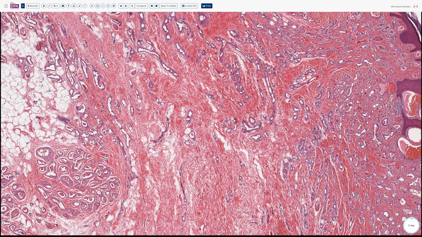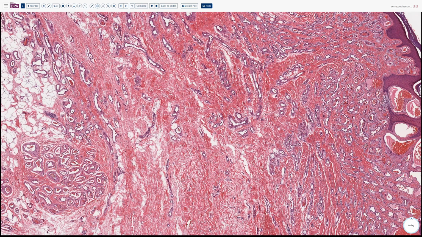The differential diagnosis, of course, would include angiokeratomas, which could look very much like this, but would lack the deep component. And lymphangioma circumscripta, which of course would be lymph vessels rather than blood-containing vessels.